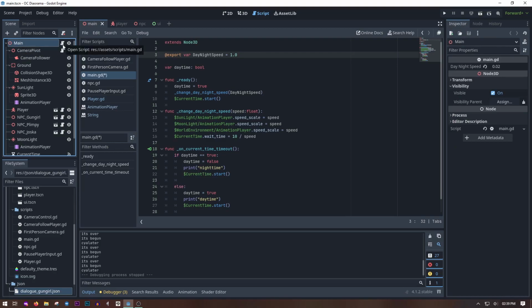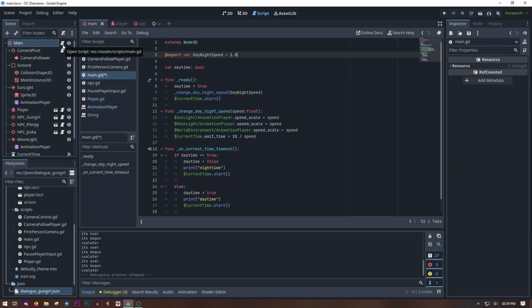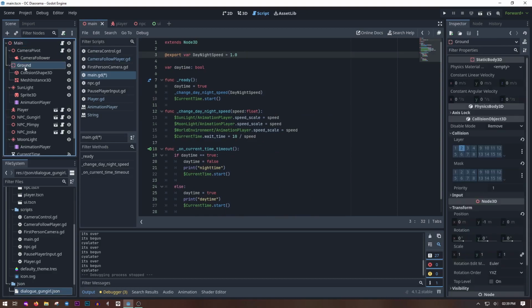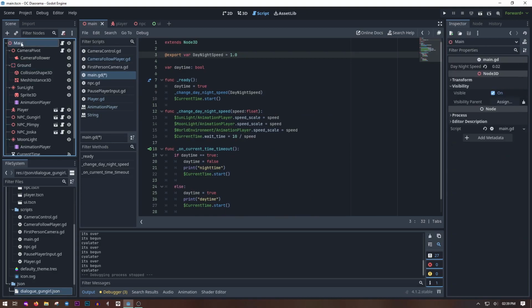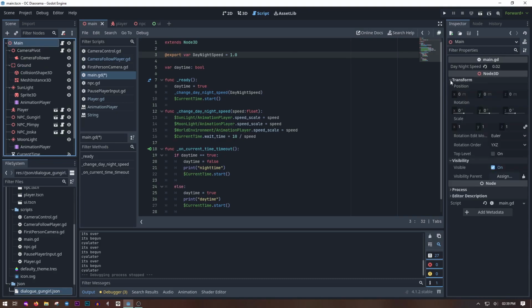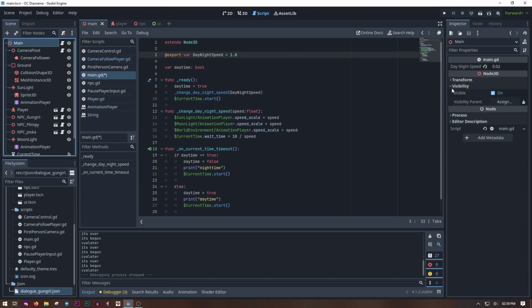That's the script icon saying that the script here is different from that script. This is the script, it's main.gd. If I click on ground, it's got its own inspector with its own set of things that you can change. And a node 3D is a default node. It's got transform abilities, visibility stuff, and then process things. But I made an export, and that's 0.02, so that's the speed of day-night.